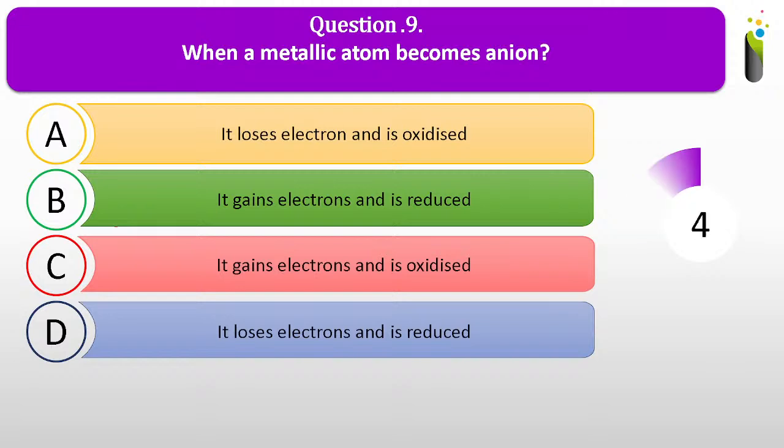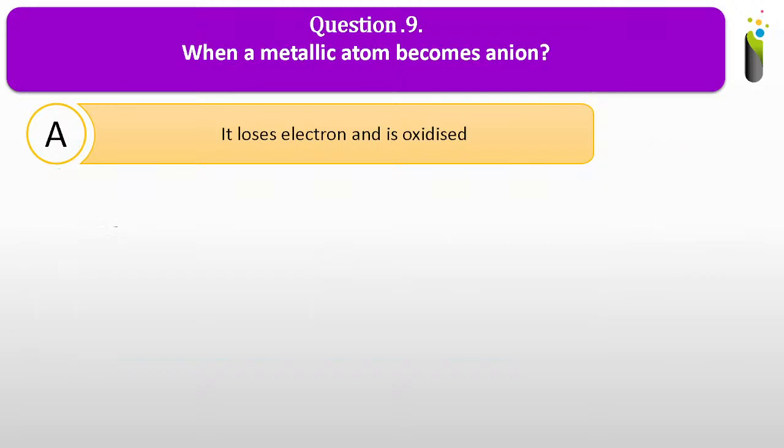So what should be the answer for question number 9? When a metallic atom becomes an anion, it loses electron and is oxidized. So question number 9, your answer has to be A. Going ahead with question number 10.